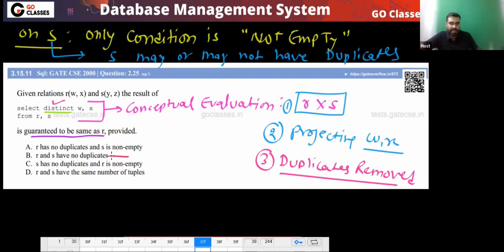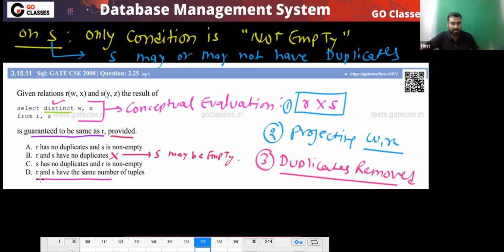So can this condition guarantee it? If they have no duplicates, this condition cannot guarantee, because S can be empty. Remember, this is one way. Does this option imply this option? This is not correct, because S may be empty. So this option is wrong. What is the reason? Because S may be empty.